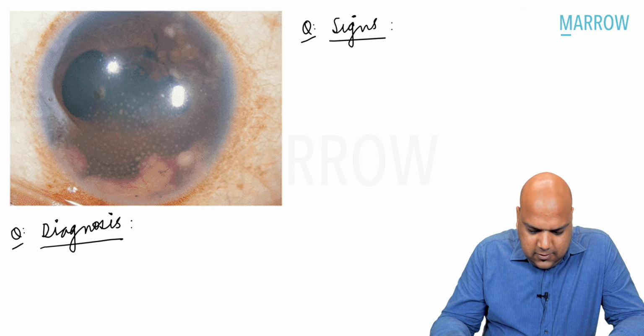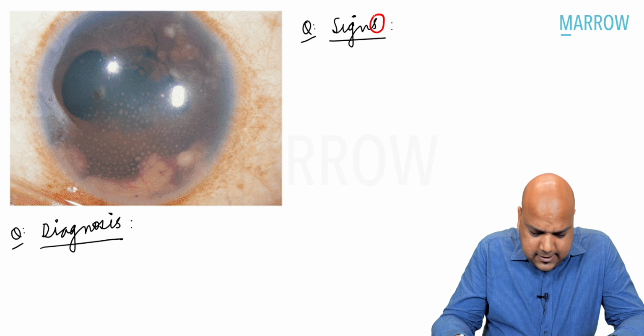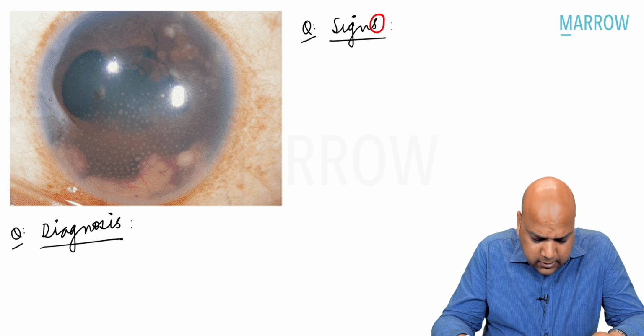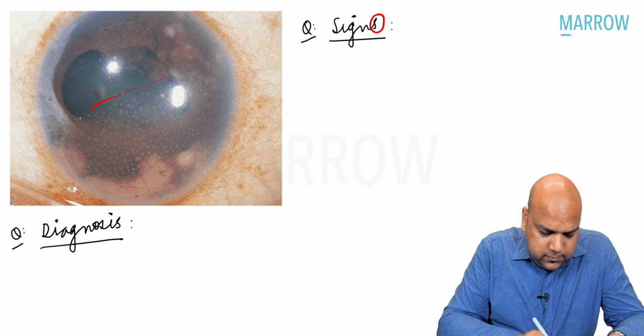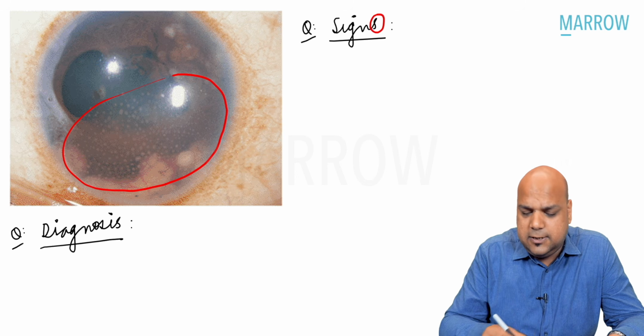All right, an easy image now, no more squint. What are the signs visible and what is the diagnosis? All right, let us see the image. First of all, we see that there is a hazy cornea, but in the hazy cornea, there are a lot of deposits or dots on the cornea. I hope in this whole area we can see a lot of deposits or dots on the cornea. Yes, not a very good image, but nonetheless, you can see it.